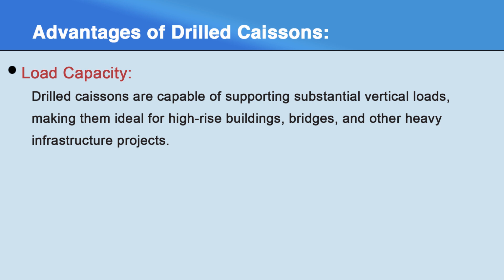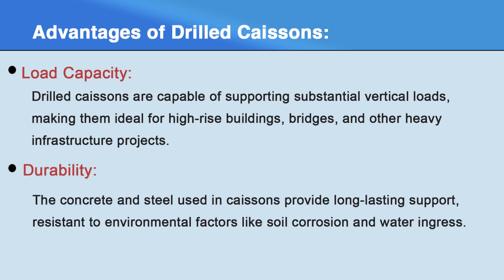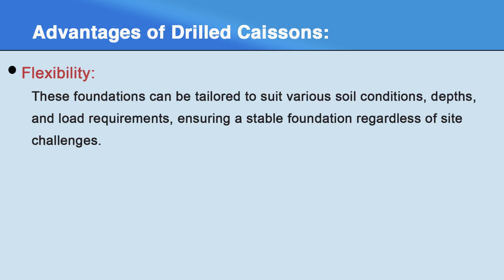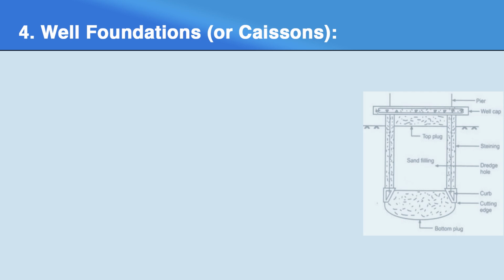Then the next is durability. The concrete and steel used in caissons provide lasting support, resistant to environmental factors like soil corrosion and water ingress. Then the next is flexibility. These foundations can be tailored to suit various soil conditions, depth and load requirements, ensuring a stable foundation regardless of the site challenges.